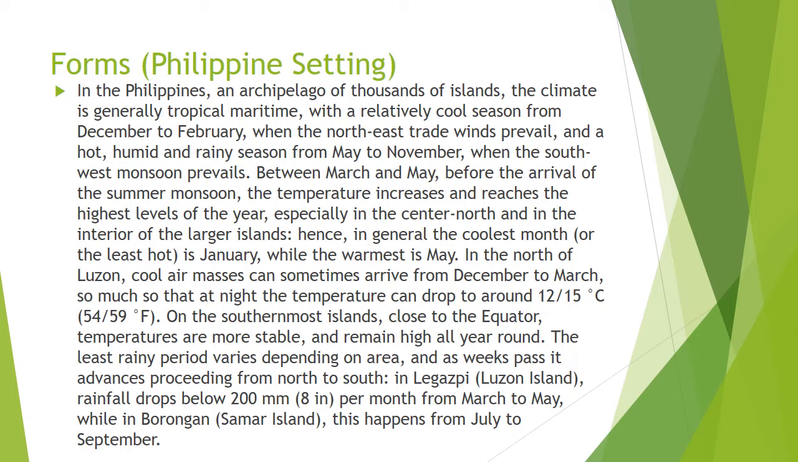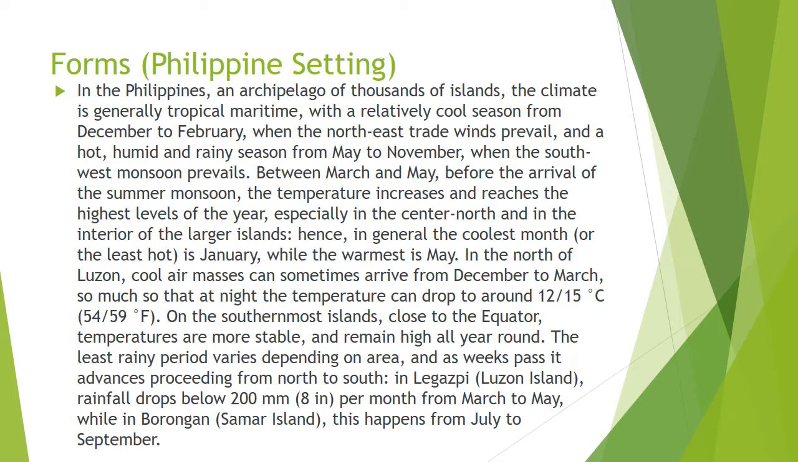Between March and May, before the arrival of the summer monsoon, the temperature increases and reaches the highest levels of the year, especially in the center north, in the interior of the larger islands. Hence, in general, the coolest month, or the least hot, is January, while the warmest is May. We notice that summer is around April, May or June.